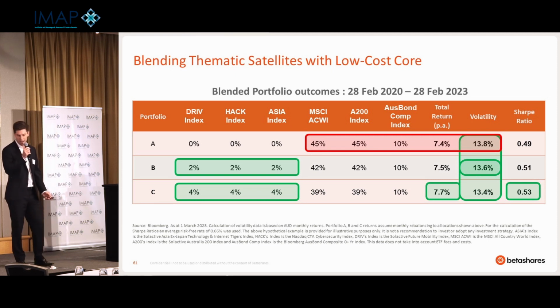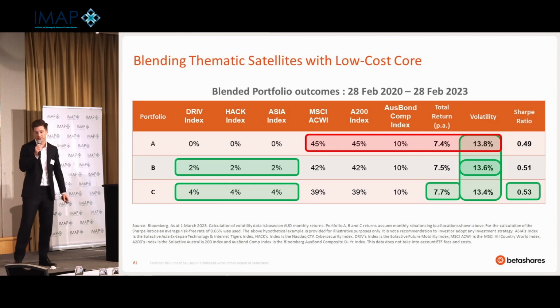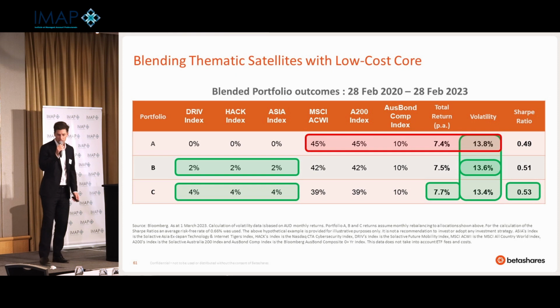And again, if I then increase that to 4% each, typically I think 2% is probably too small for the amount of due diligence you want to do for an ongoing holding, then we see again that drop in volatility in that portfolio. And clearly what we're trying to drive for by adding thematics is outperformance, but combined with the drop in volatility, we see there that increase in the Sharpe ratio.